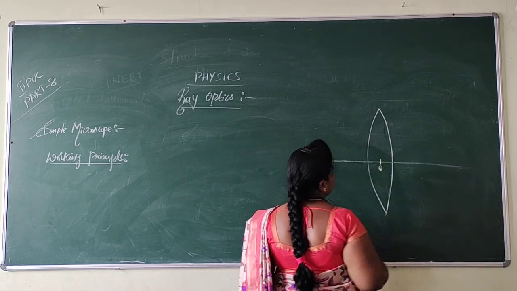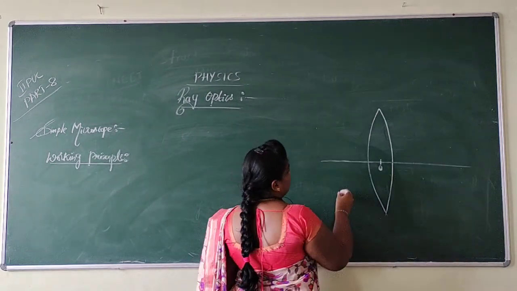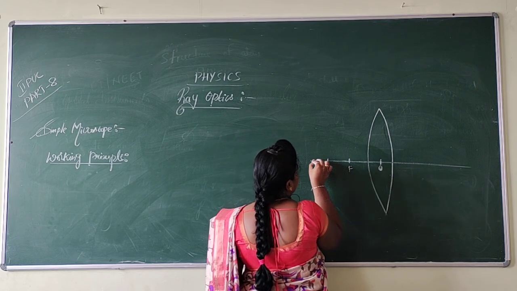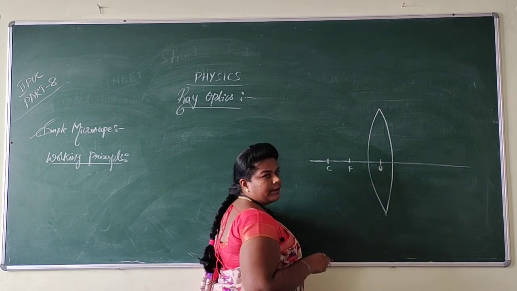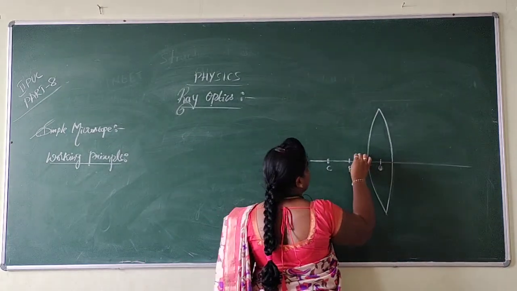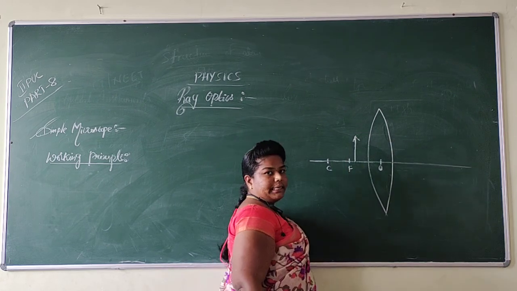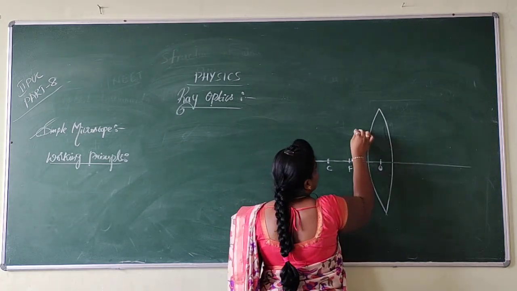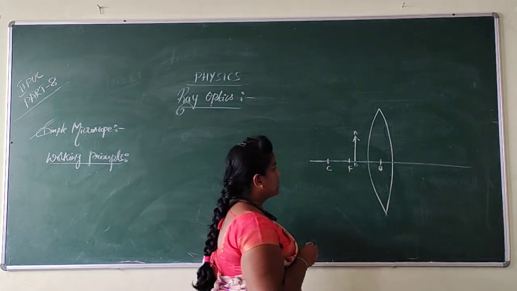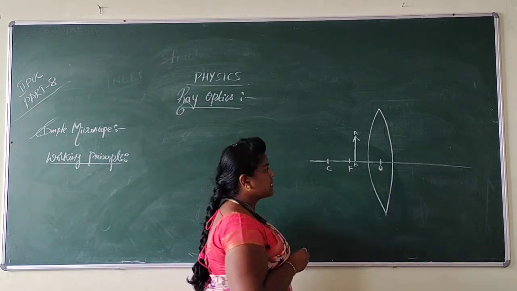So here is the optic center. Now, observe carefully. I am going to write the principal focus and the center of curvature. Now, I am placing an object AB. AB is the object placed between the optic center and the principal focus.